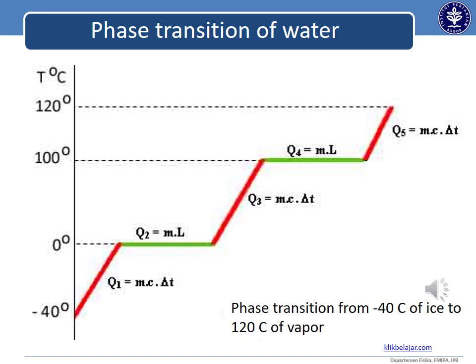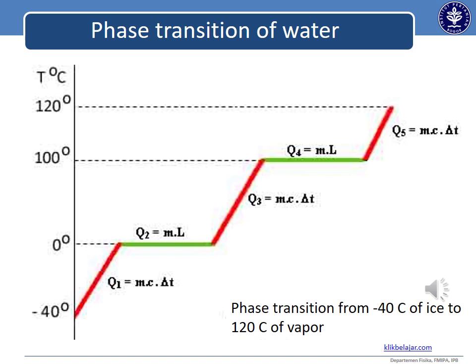Using the heat equation, we can analyze the phase transition from one state to another. For example, here we want to convert minus 40 degrees Celsius of ice into 120 degrees Celsius of vapor. First, you have to increase the temperature of the ice from minus 40 degrees Celsius to 0 degrees Celsius. The heat needed for this process, Q1, is mcΔT, where m is the mass of the ice, c here is the specific heat of ice, and ΔT is the change of temperature, which is 40 degrees.